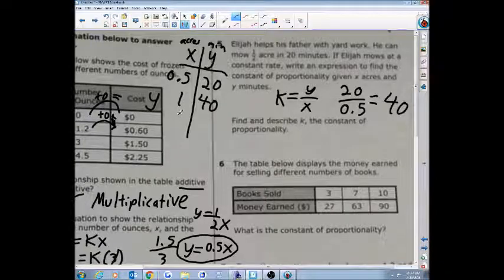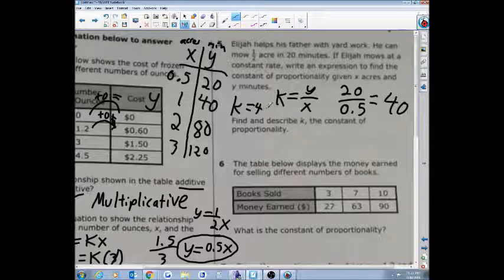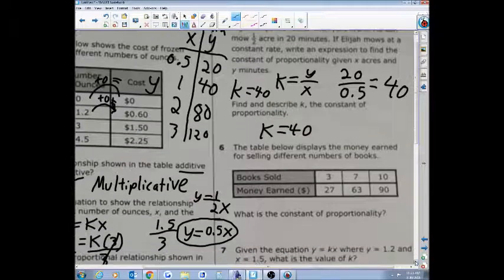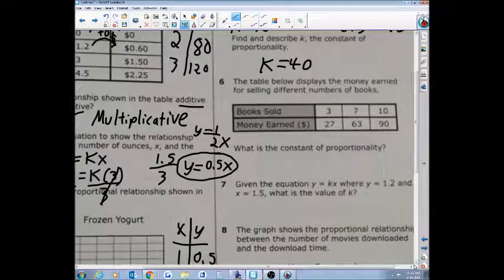And you can see that if we doubled this, for 2 acres it would take 80 minutes. For 3 acres it would take 120 minutes. So it's 40 minutes per acre. So our constant of proportionality, k, equals 40. Actually, that should have gone here. K equals 40.